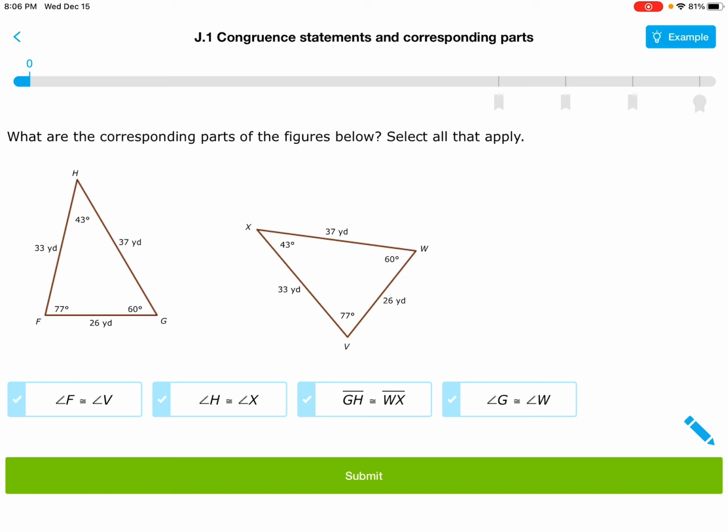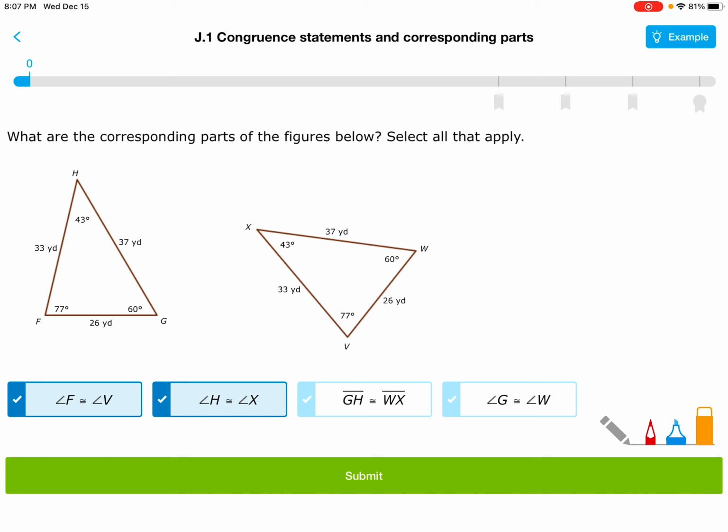These select all that apply questions simply say, great, if any of these happen to match, then go ahead and select it. And if I look over here in my corners, I can see, oh yeah, I've got angle F is my first choice. Is that going to match with angle V? Sure looks like it. So yeah, I'd go ahead and say that's got to be true. And then I'll just keep going through. I'll just keep on saying, you know what, now let me go and look at my next piece. Is angle H the same as angle X? They're both 43 degrees, so yep, they sure are.